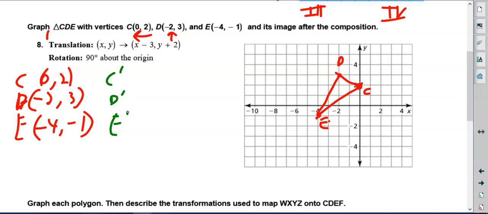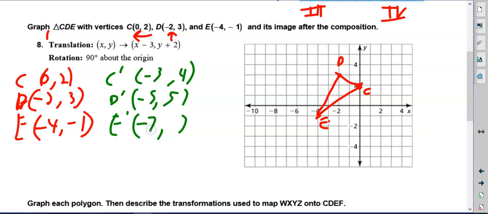So you're going to subtract 3 from 0. That's going to be -3. That I do know how to write, I promise. And you're going to add 2 to 2. You're going to get 4. For D prime, you're going to subtract 3, so you're at -2. You're going to end up at -5. And 3 plus 2 is 5. And -4 minus 3 is -7. And -1 plus 2, be careful, is +1. That's one way to do it.